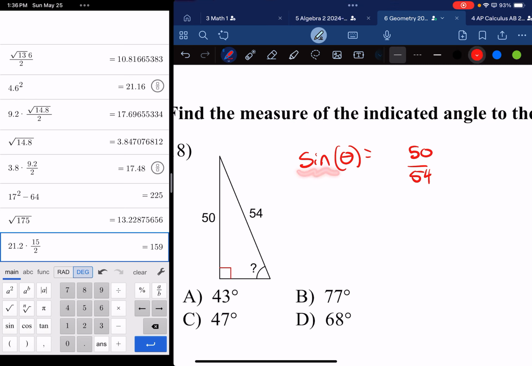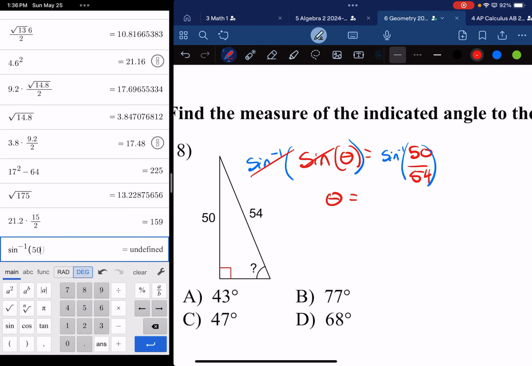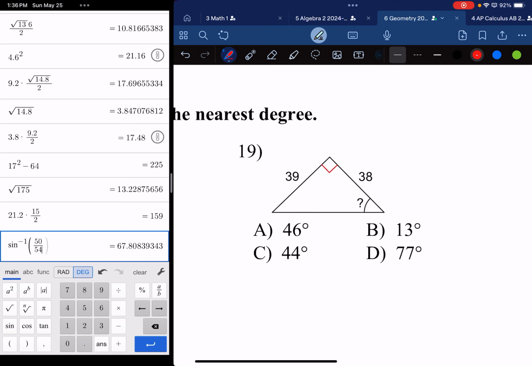So I need to undo sine. The way that we undo sine is we take the arc sine. So I say sine to the -1. That's the arc sine. And I do sine to the -1 of this side as well. And then these arc sines will cancel each other out, leaving behind theta. That's going to be arc sine of 50 over 54. Let's come over here to my calculator and say arc sine of 50 divided by 54, and that's going to be 67.8. 67.8 is closest to 68. Correct answer is D.